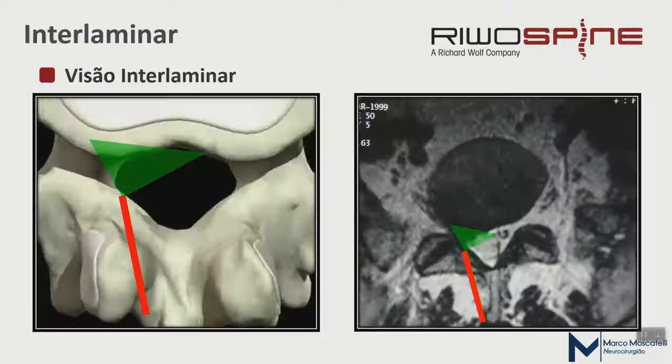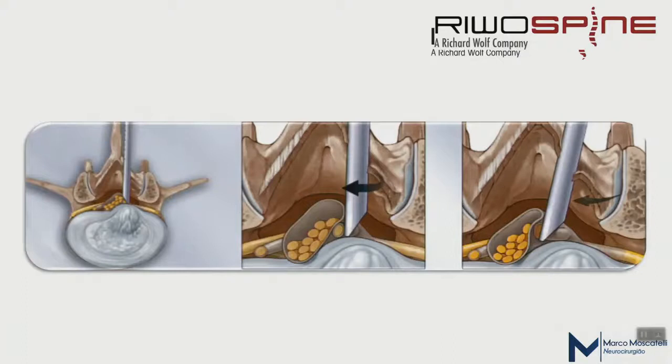We have a 25 degree view with the optics, visualizing the structures better. We can see the disc herniation and the medial part of the canal. Here is the sleeve maneuver after putting the working sleeve into the canal.